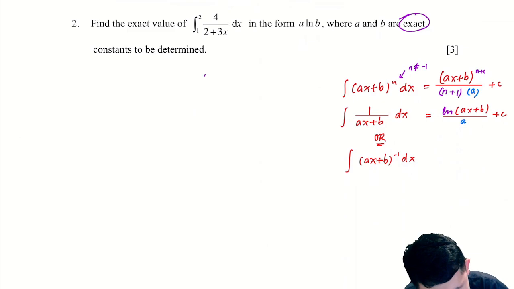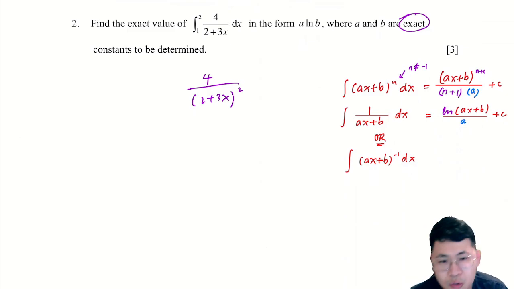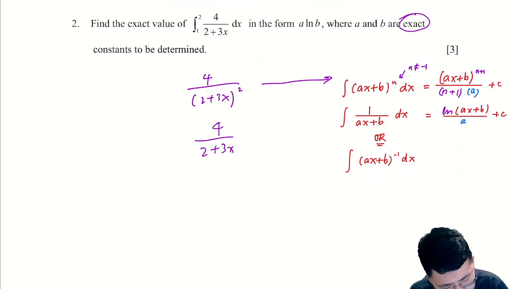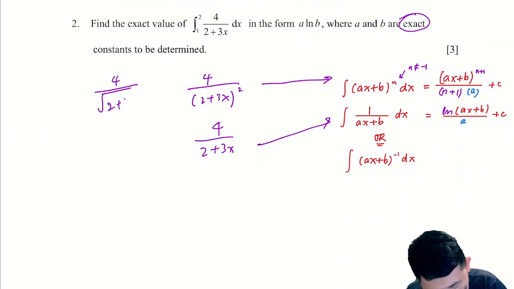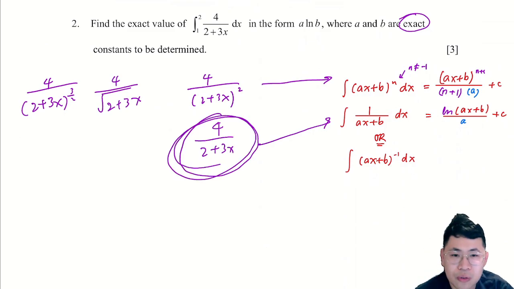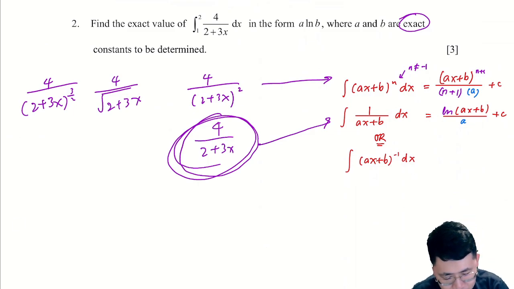One more thing also, if we change the question to just a square, then this will be back to this. If it's 4 over 2 plus 3x, it will be here. 4 over square root of 2 plus 3x would be there. 4 over 2 plus 3x to the power 3 over 2 is also under the first case. It is only this one where we'll go to the second case, which is to integrate to ln.